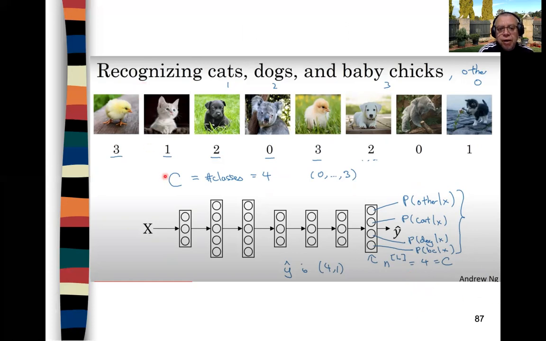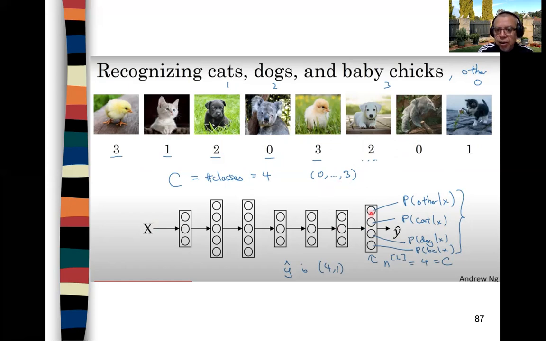So the objective here is to classify. We have a network, and we would like to give it images and get some outputs. We have 4 classes here. Class 1 is for cats, class 2 is for dogs, class 3 is for chicks, and class 0 is for all the other classes, in this case koalas and other animals as well.